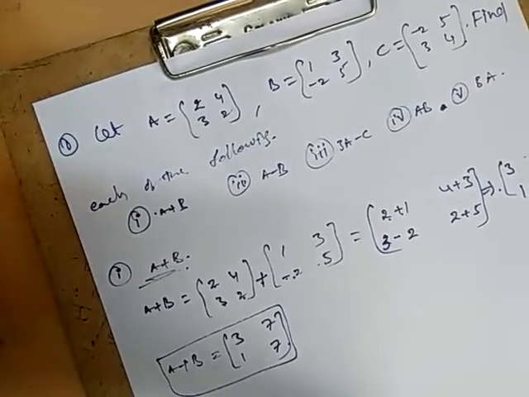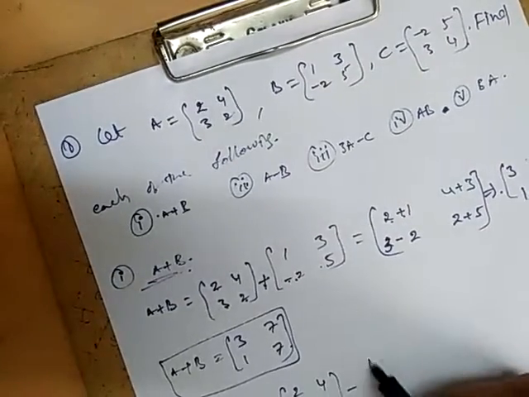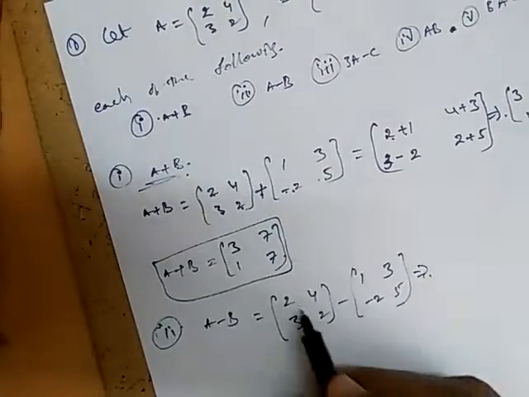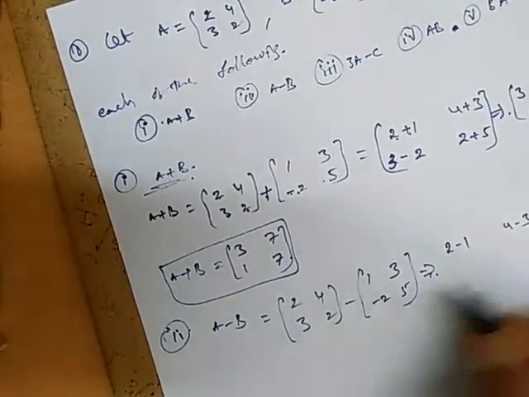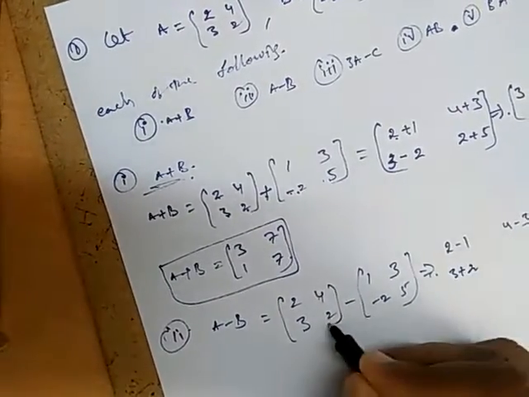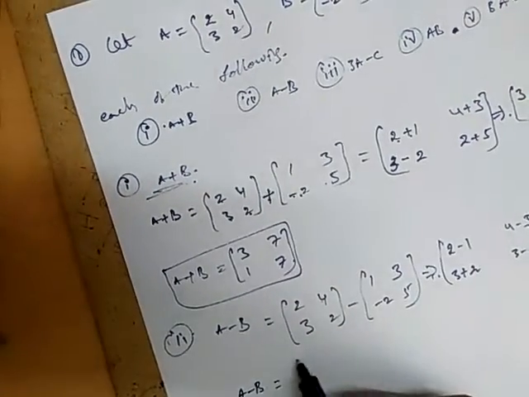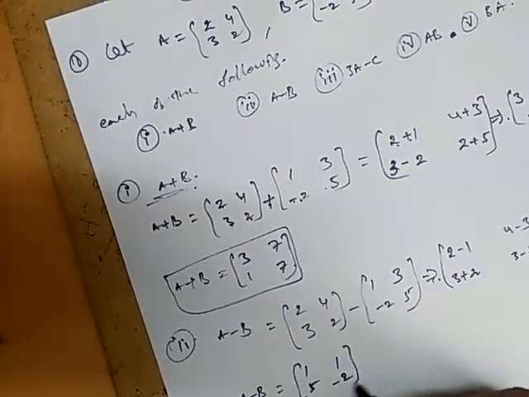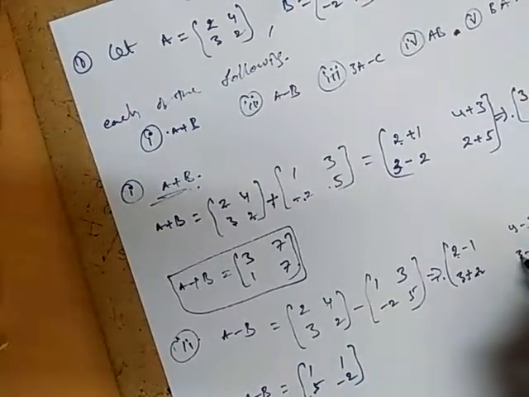Next, second one, A minus B. 2 4 3 2 minus 1 3 minus 2 5. So you apply here: 2 minus 1, 4 minus 3, 3 minus of minus 2 is plus, 2 minus 5. That gives A minus B equals 1, 1, 5, minus 3. 2 minus 1, 1, 4 minus 3, 1, 3 plus 2, 5, 2 minus 5, minus 3. This is A minus B.